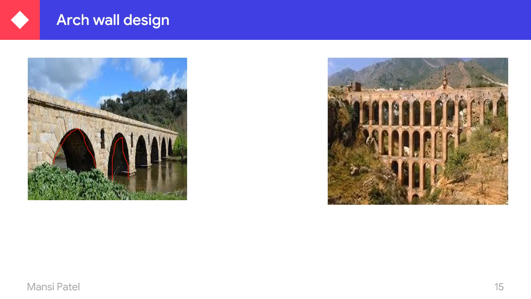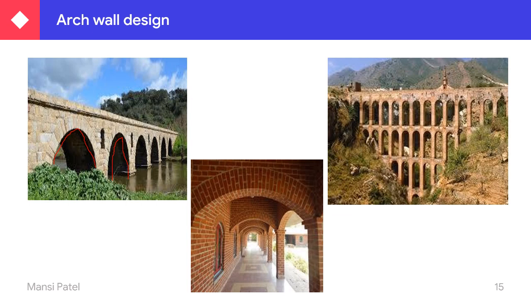Another type of wall design is the arc wall design. See, on the bridge you can see this circular part below the bridge. So it is also known as arc wall design. You can always see arc wall design on a bridge. Then this is another example of arc wall design. You can see this type of wall design everywhere around you.